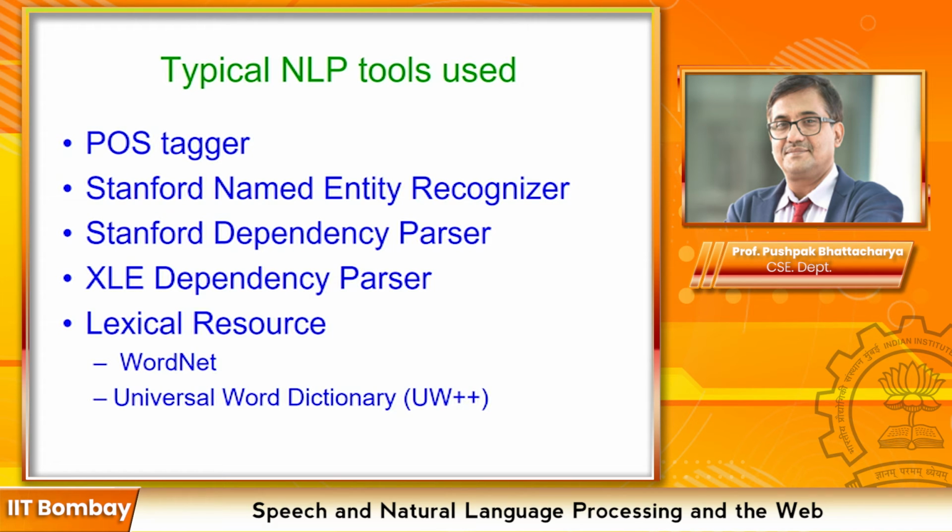Do they have a POS tagger? Do they have a named entity recognizer, dependency parser, things like WordNet, Universal Dictionary? Do they have all those? No, that is also a very important challenge. So languages indeed are at different levels of advantage and disadvantage. There are really very, very poor resource languages.